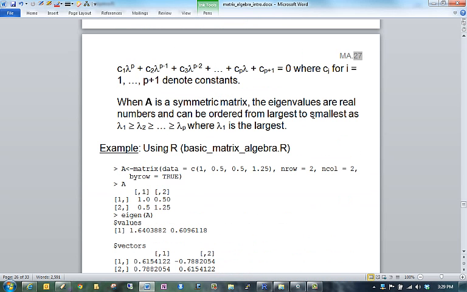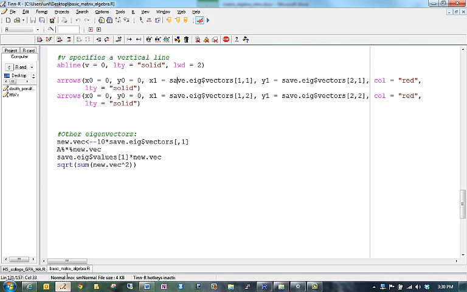Now, when a matrix is symmetric, the eigenvalues are all real numbers, and they can be ordered from smallest to largest. And this is going to be useful for us later in the semester. So often lambda 1 is going to be referred to as the largest eigenvalue. Lambda p is going to be denoted as the smallest eigenvalue. So let's look at how we can find these eigenvalues, these lambdas, using R.